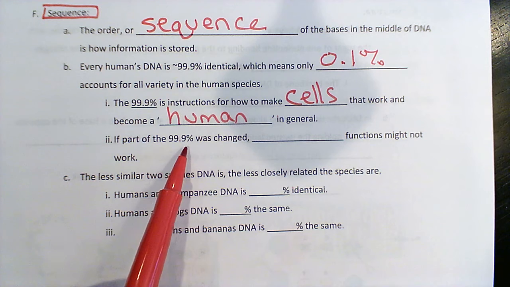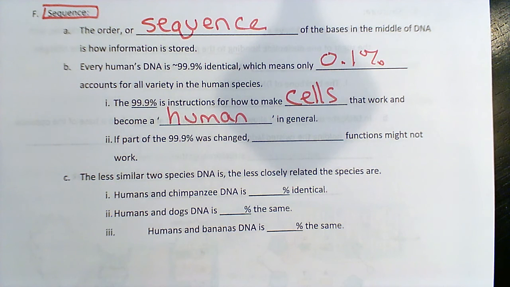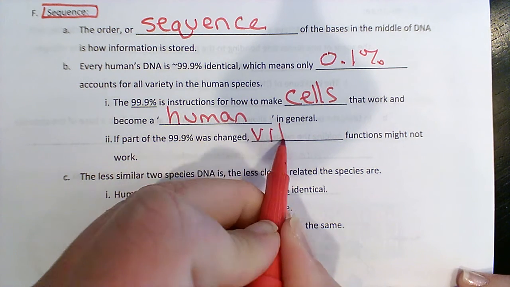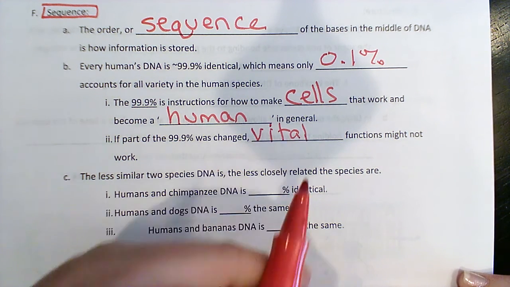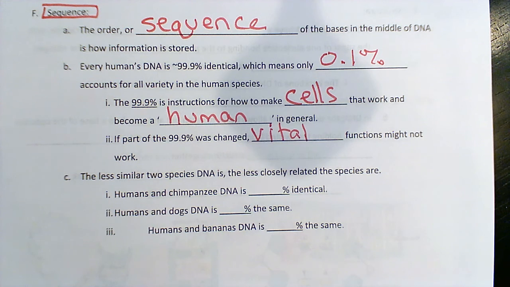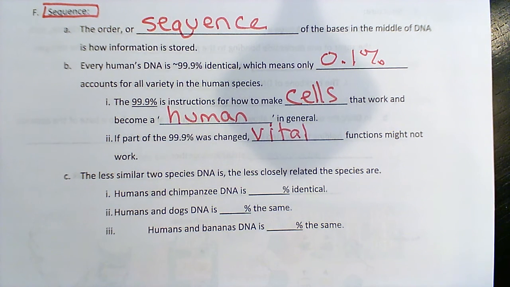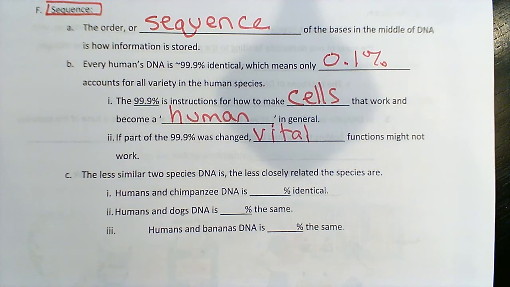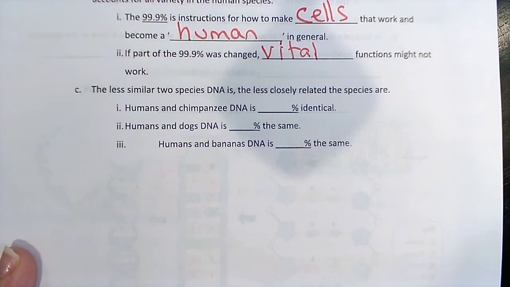So if that 99.9% was changed, the part that makes us all the same, then we might have some vital, very, very important functions that might not work. So that 99.9% is kind of like how to make a functional human. And then the 0.1% is just all those tiny little differences that make us not the same.